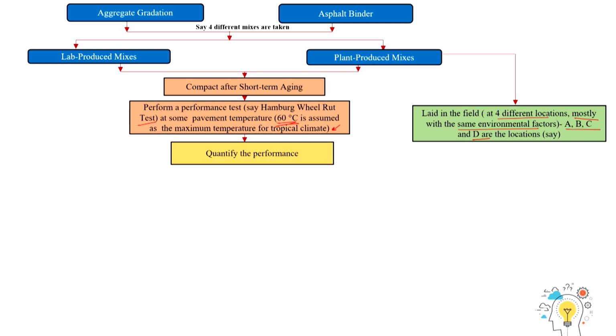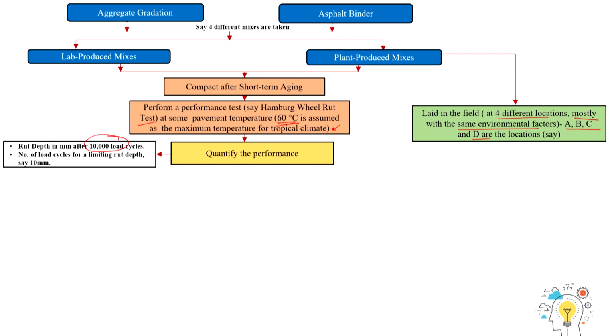Now, I have to quantify the performance. So, what I am doing, I have the lab and plant produced mixes, I am carrying out the wheel rut test on it, and I am observing the rut depth after 10,000 load cycles. So, I am fixing the load cycles, I am not varying it. I will stop the test after 10,000 load cycles, and after 10,000 load cycles I will observe the rut depth. Alternatively, what I can do is fix the rut depth. Let us say I will stop when the sample has undergone 10 mm rut depth, and I will note down the number of load cycles, alright.